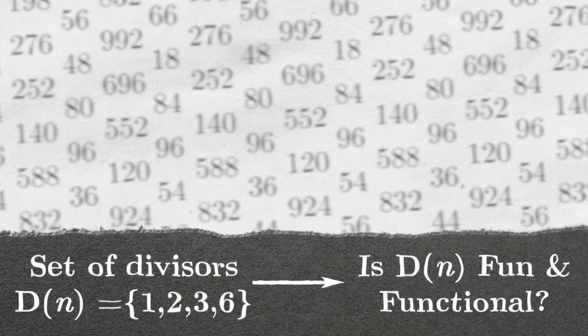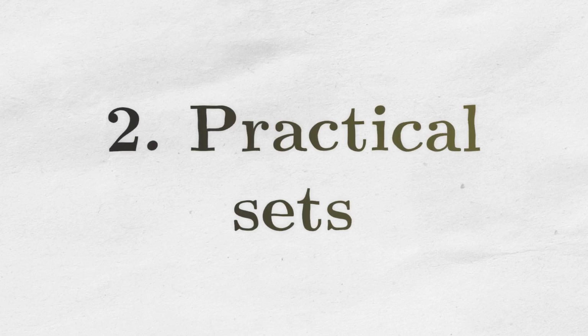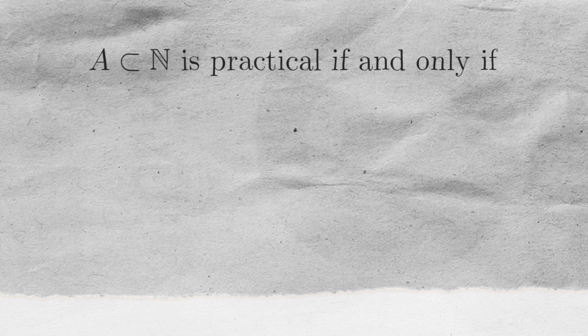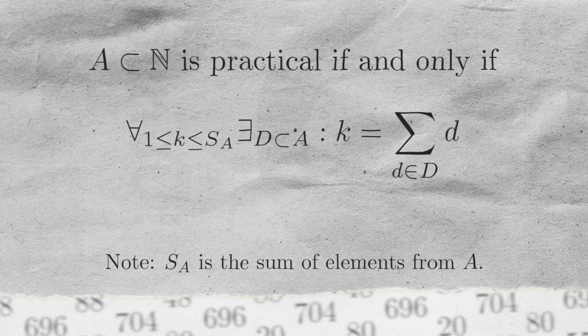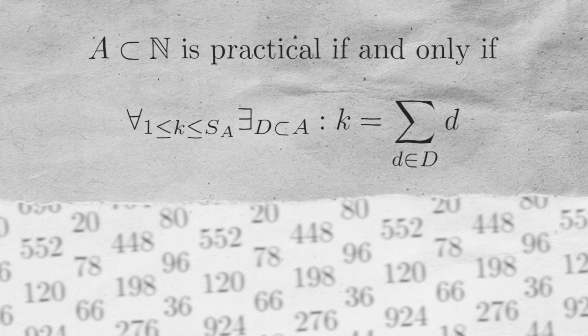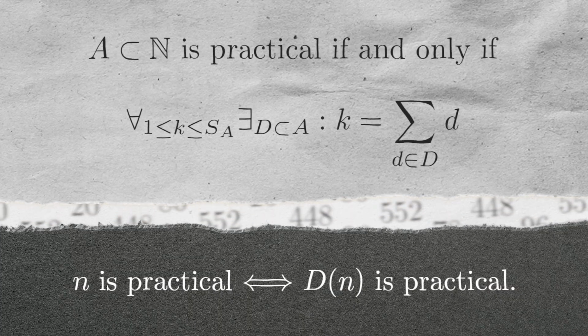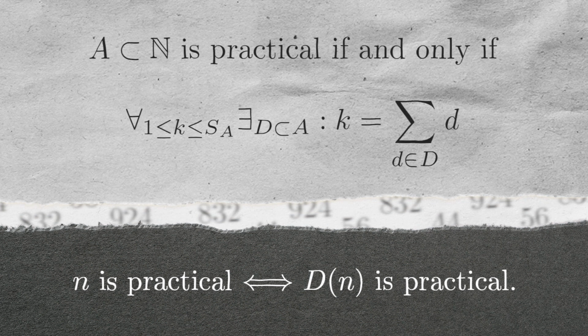If we give up the numbers and focus on sets, we obtain a much broader concept. The practical sets. Analogously to practical numbers, we are going to say that a set of natural numbers is practical if and only if each number between 1 and a sum of elements of this set is representable by a sum of distinct elements from this set. It's a straightforward translation from the notion of practical numbers to sets, and a generalization at the same time, because a natural number n is practical if and only if d of n, which is the set of divisors of n, is a practical set.